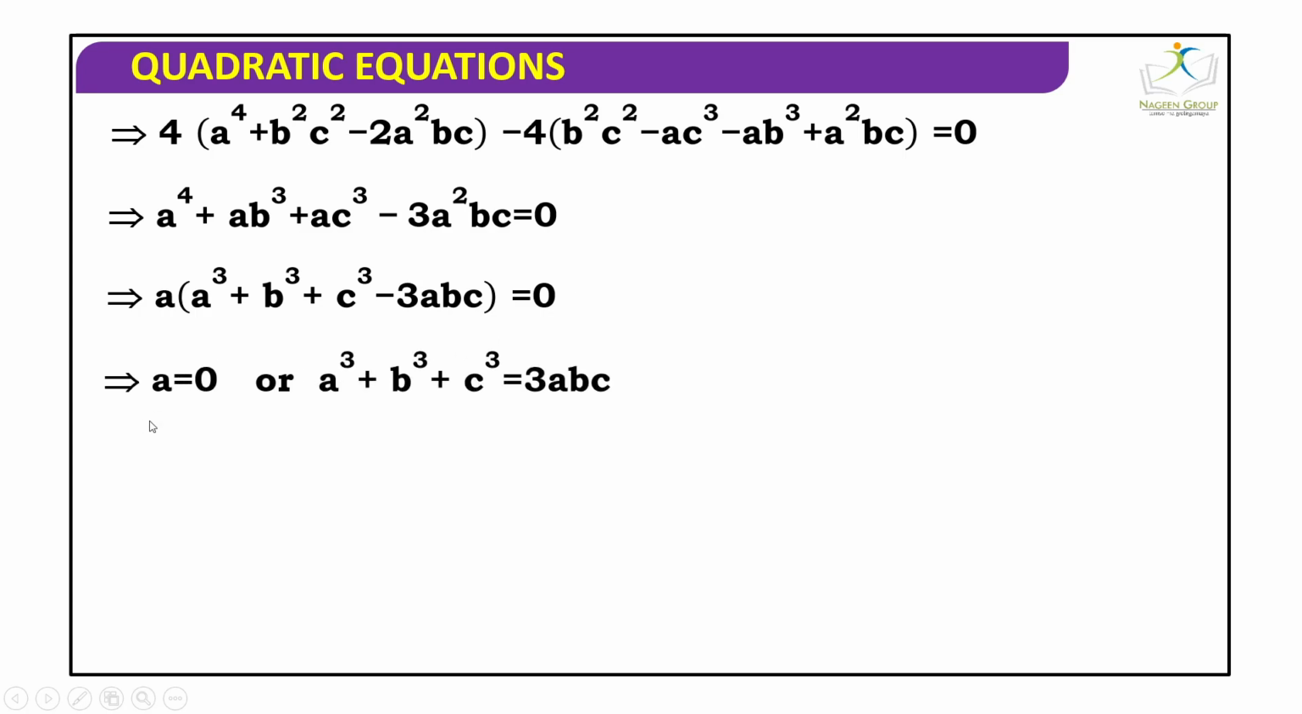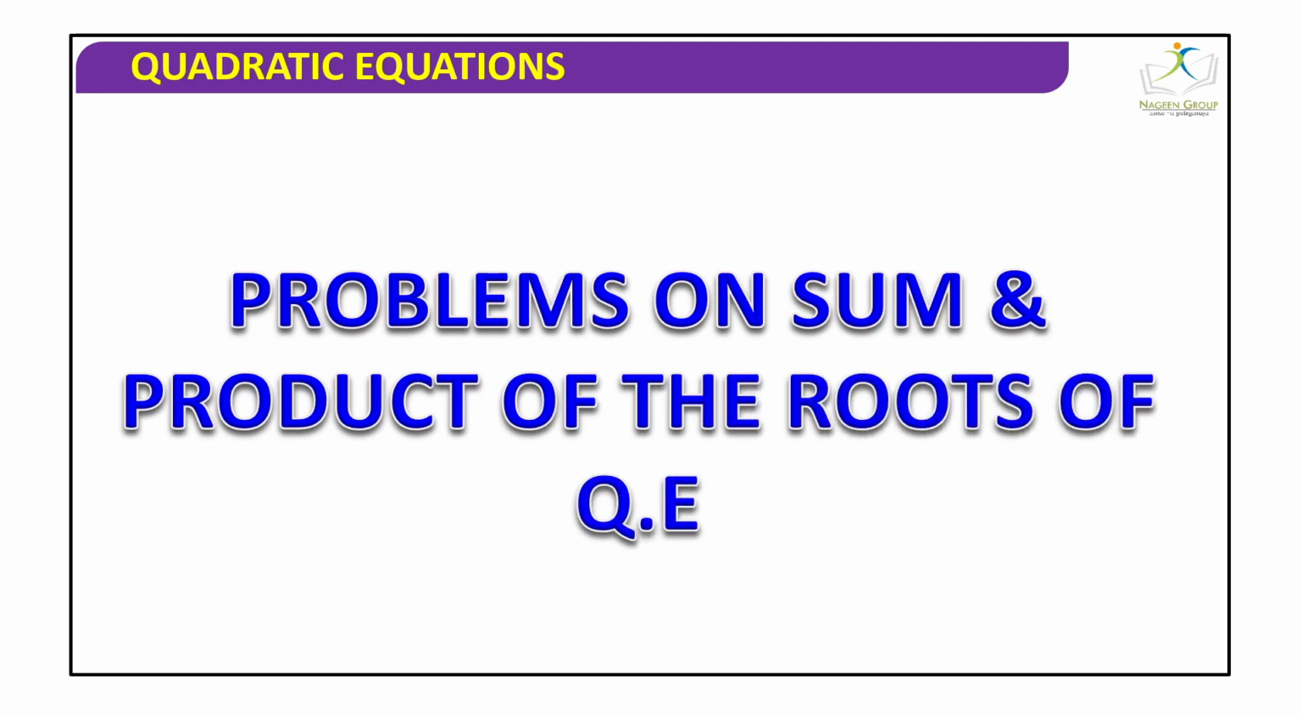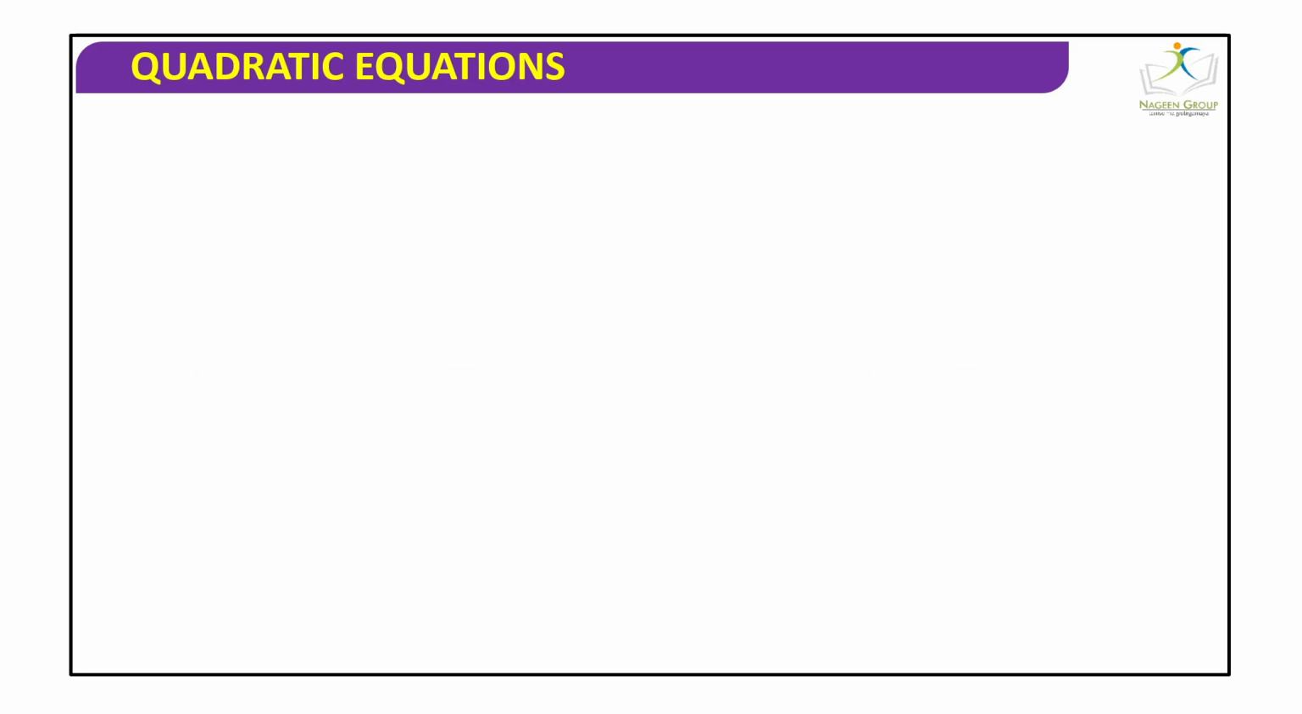From here, either a equals 0 or this complete expression equals 0, which implies a cube plus b cube plus c cube equals 3abc. From here we have solved the question. Now let's discuss the problems on sum and product of roots of a quadratic equation.